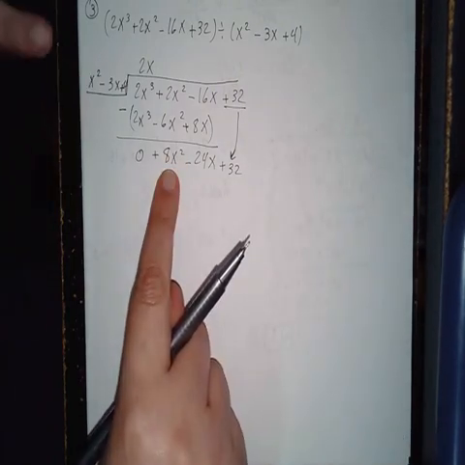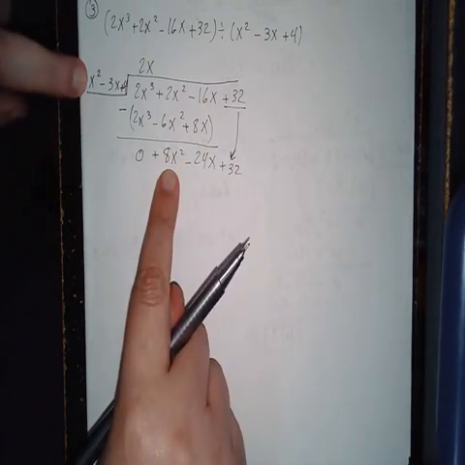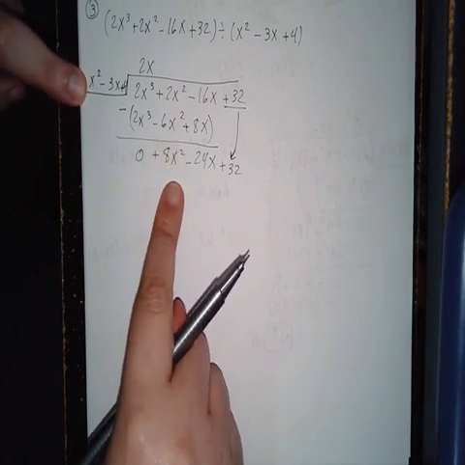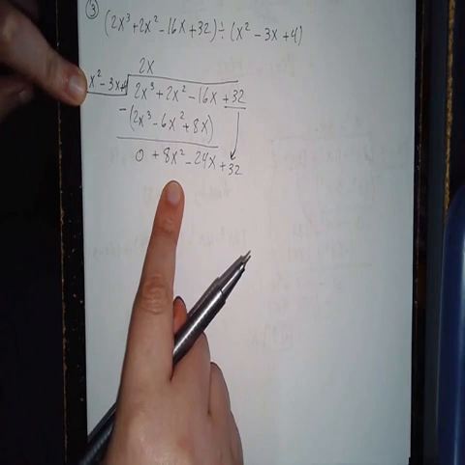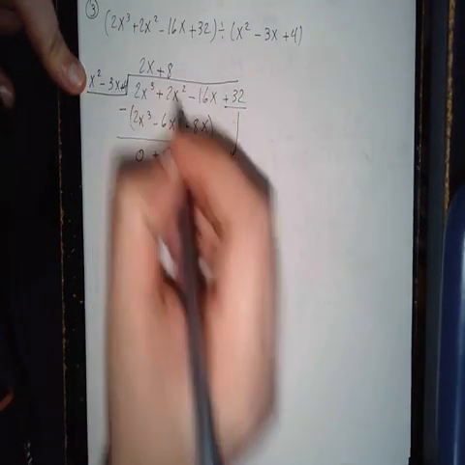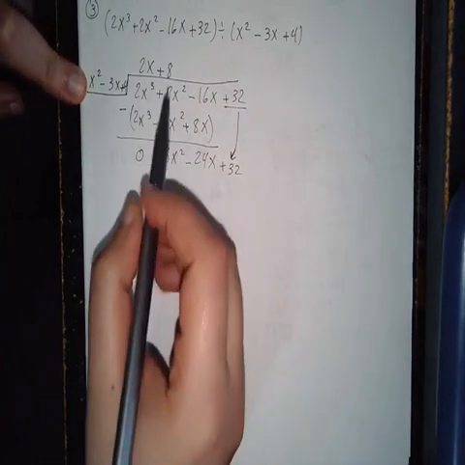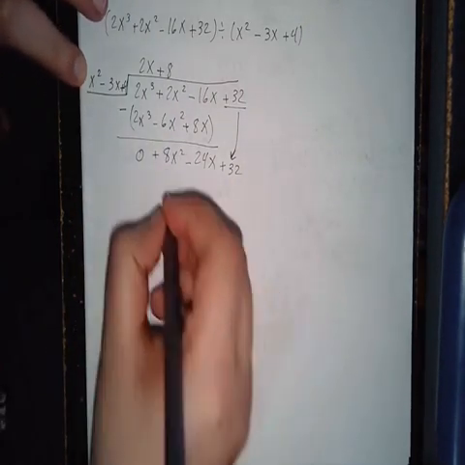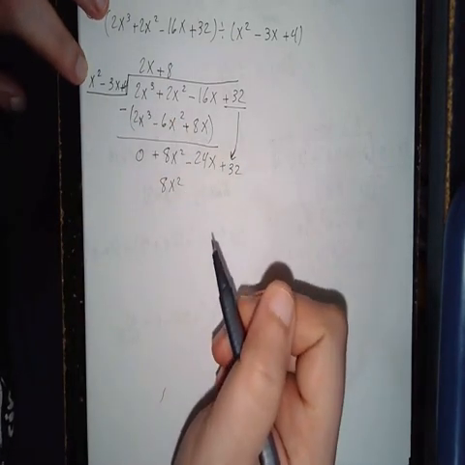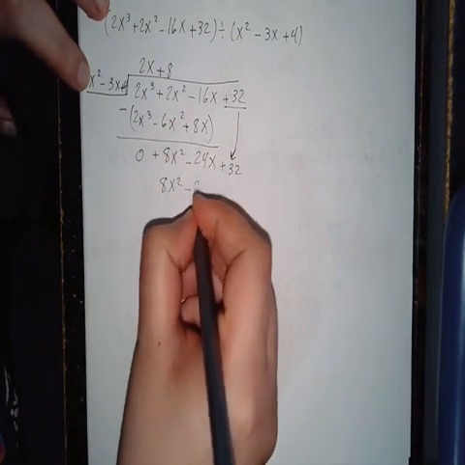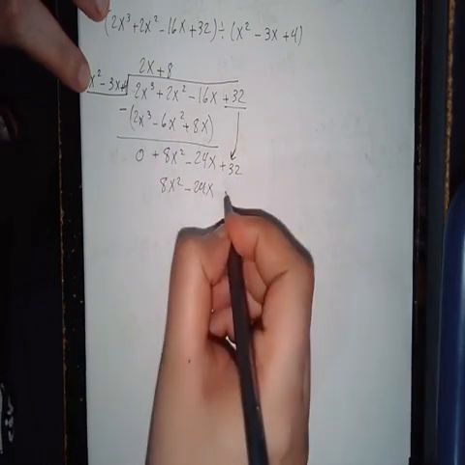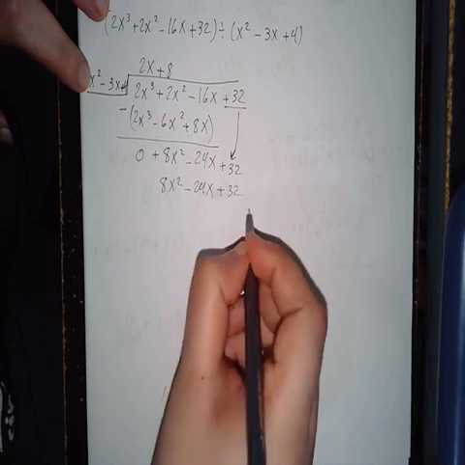We have 8x squared, x squared. How do you get x squared to match 8x squared? I'm going to multiply it by what? 8, right? So plus 8, just the number 8. So 8 multiplied times x squared gives you 8x squared. 8 times 3x, and that's negative, gives you negative 24x. And 8 times positive 4 is going to give you a positive 32.